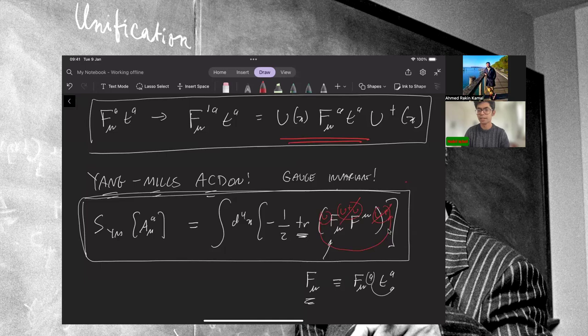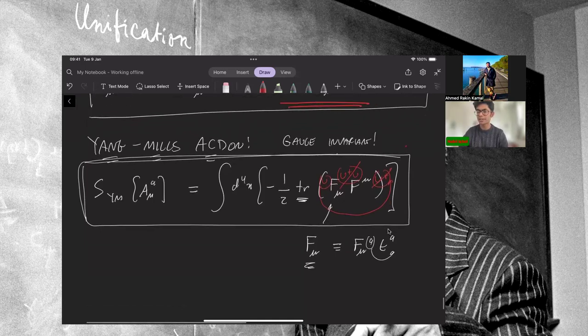There's a question, when and where should one take the trace? You take the trace when writing down the action. The trace is over this matrix, the matrix that is F. F is an SU(2) element. So you take the trace over the SU(2) matrix elements.